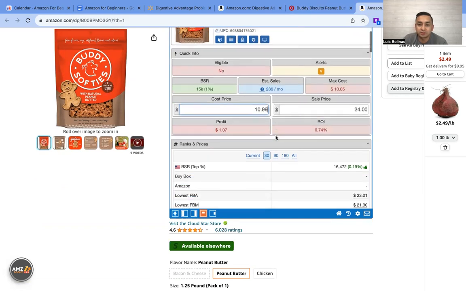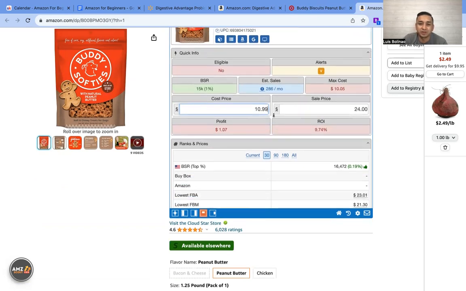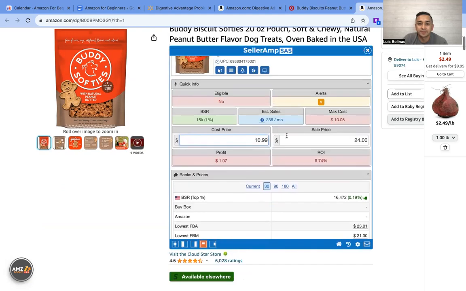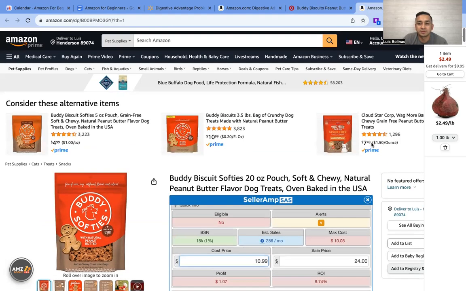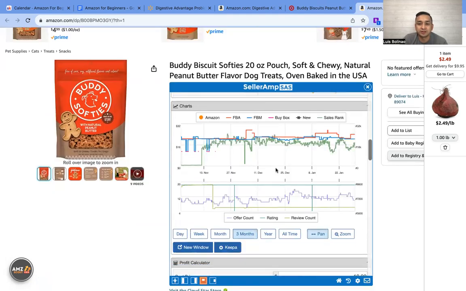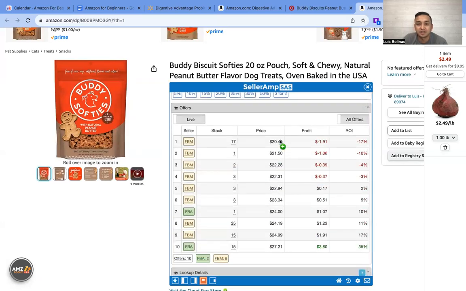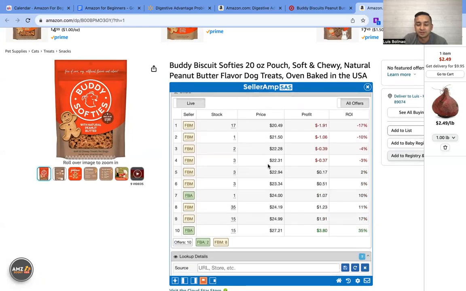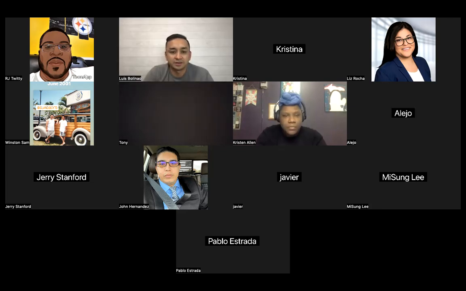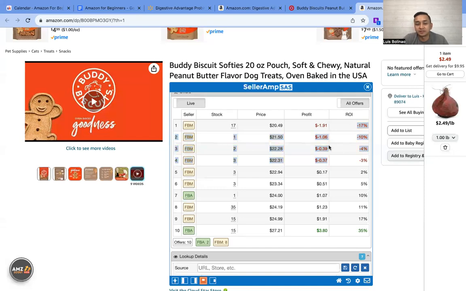So if the ROI is kind of low, I usually look below, and I just look at where their price is at with other sellers. So for this one, it's starting off with a negative ROI, right? You guys see it? Oh man, did it again. Sorry. So for this one, it's a negative ROI, right?